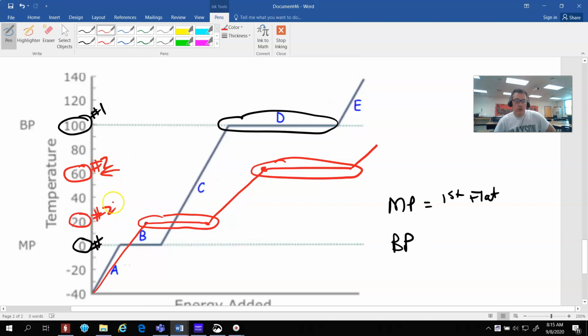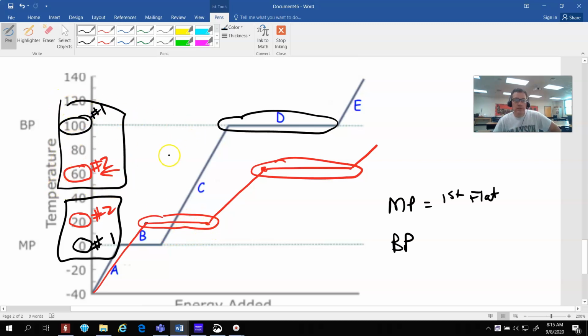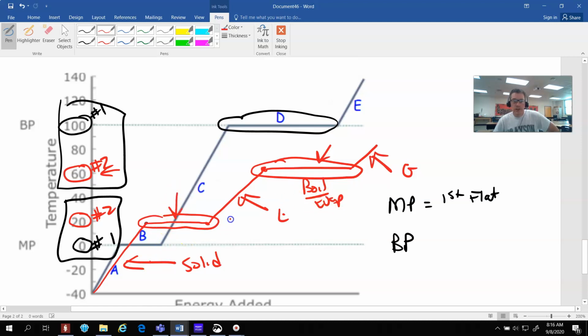So if we wanted to compare melting points and boiling points, these would be the melting points of each one, because these are our first flat line. These would be the boiling points of each one, because that's our uppermost flat line. So in the red line, we would still expect the same. This first slope is the solid, the second slope is the liquid, and this third slope is the gas. And so that means that this slope is when the liquid is turning into a gas, which is boiling or evaporating. And then this line is when the solid is turning into a liquid, which is melting.